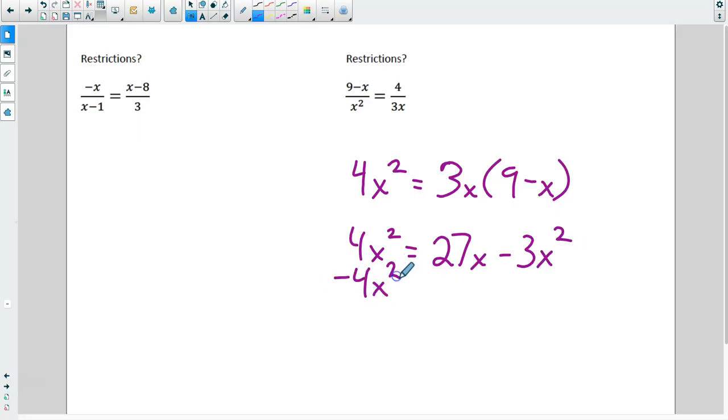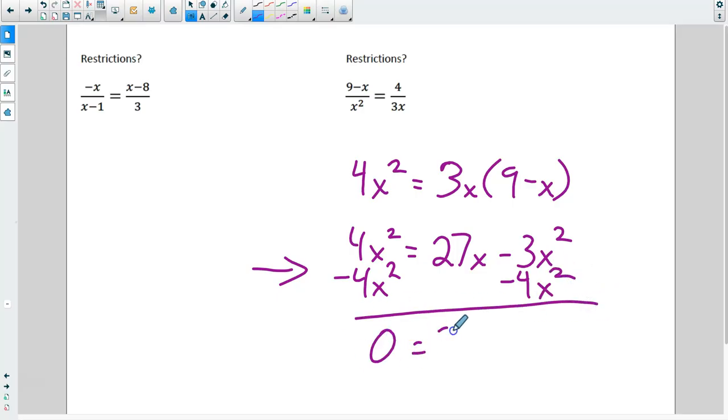Now, folks, I saw a lot of people right here at this step. They moved the 4x squared to the other side, and I'm going to go that way because I saw so many of you doing that. However, you can bring this 3x squared to that side, and then it's positive. Doesn't matter. You'll get the same answer.